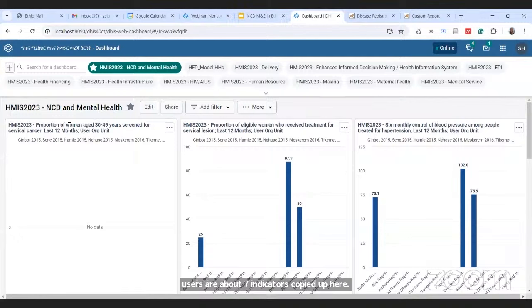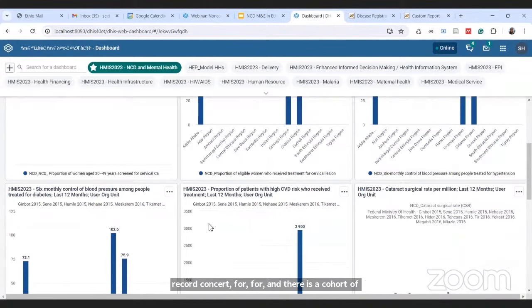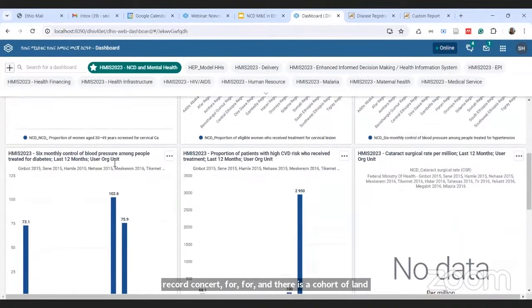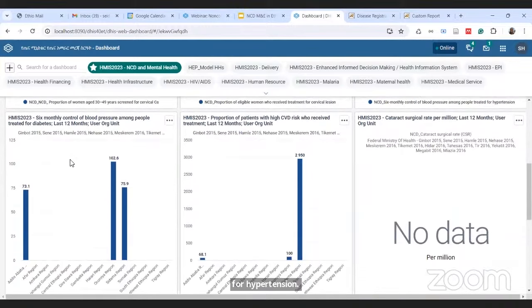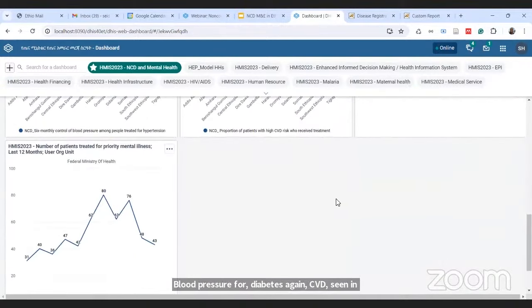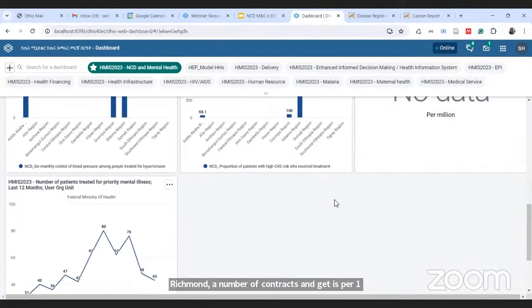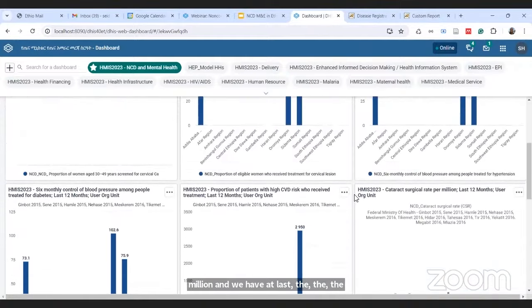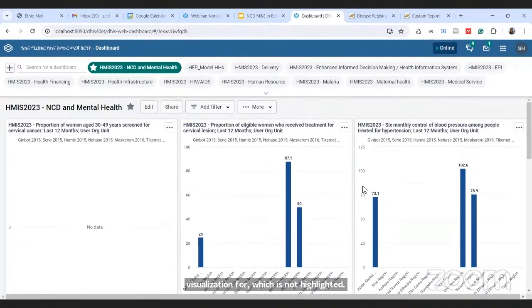As you can see here, we have proportion of women screened for cervical cancer, treated for cervical lesion, and a cohort of blood pressure for hypertension, the blood pressure for diabetes again, CVD receiving treatment, number of cataract surgeries per million, and at last the visualization for mental illness as well, which is not highlighted as the other NCDs.